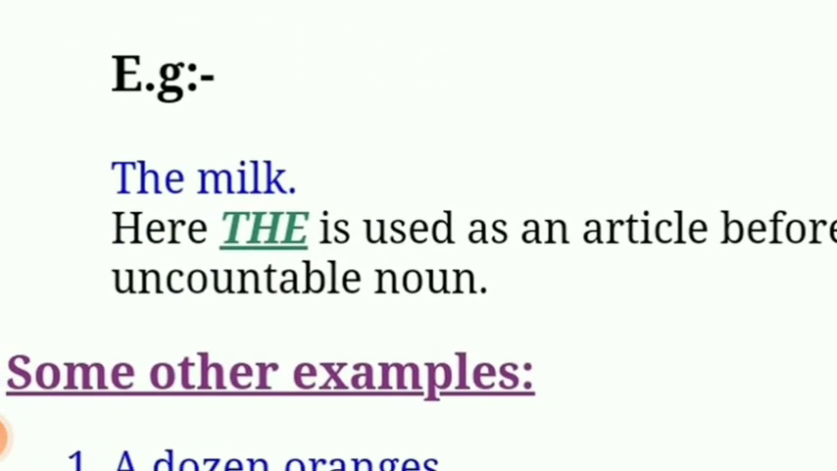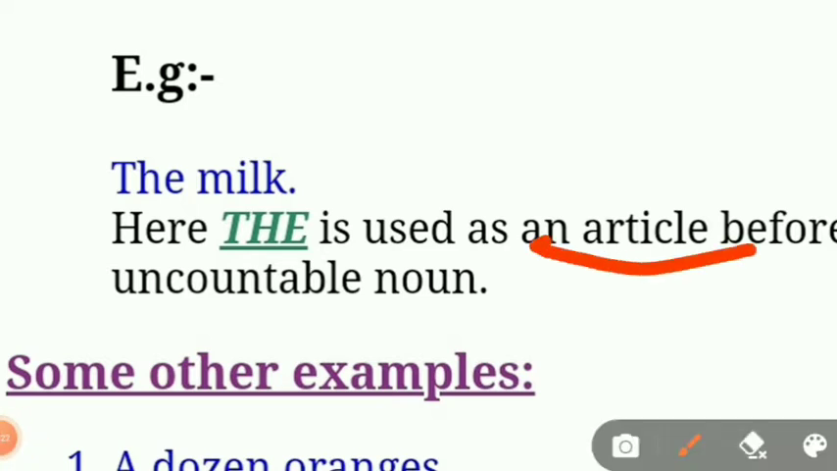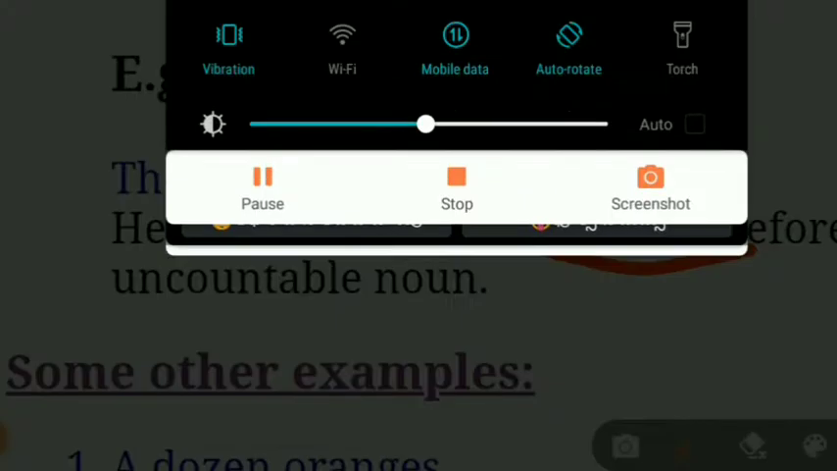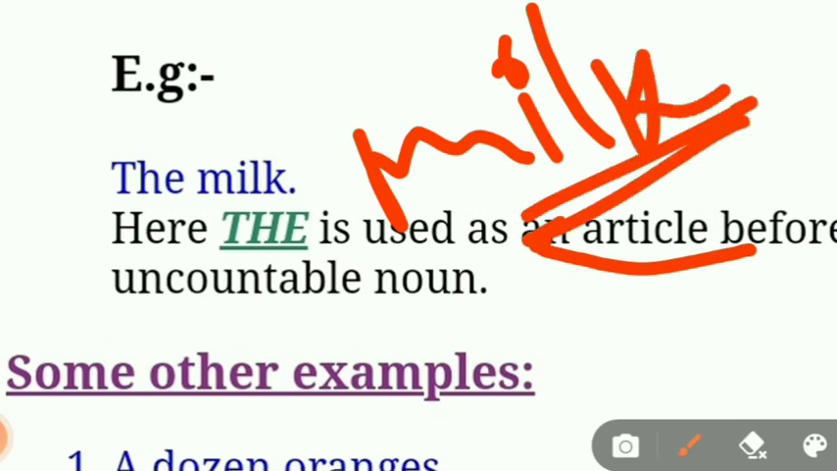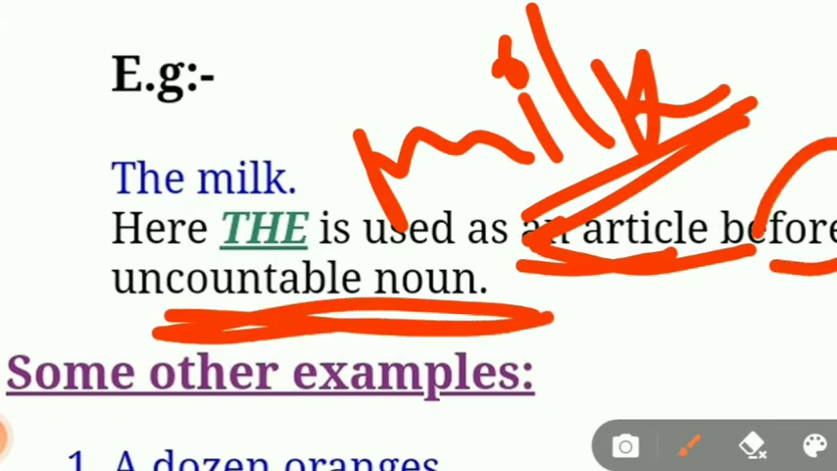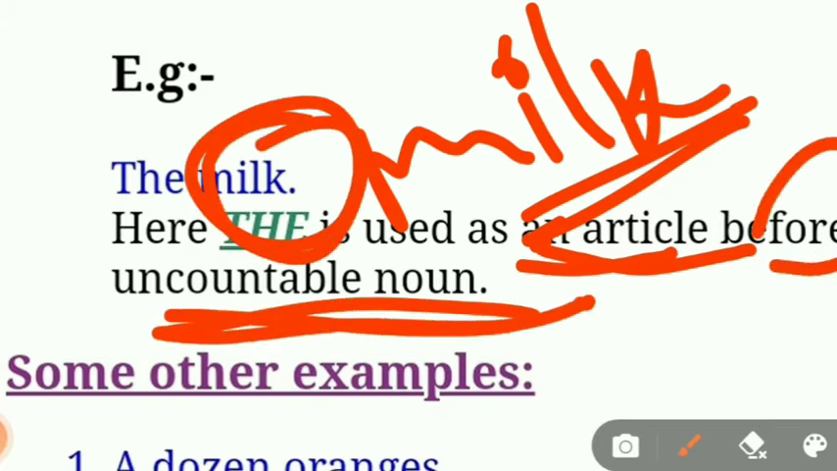Next, the milk, for example. Here the is used as an article before an uncountable noun, because the plural form of milk is also milk. Don't use milks. Milk's plural form is also milk. Therefore, here the is used as an article before an uncountable noun. So this is an uncountable noun.